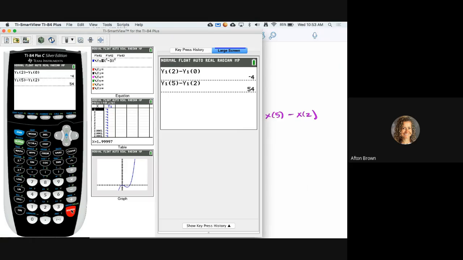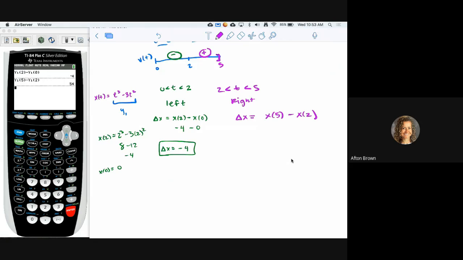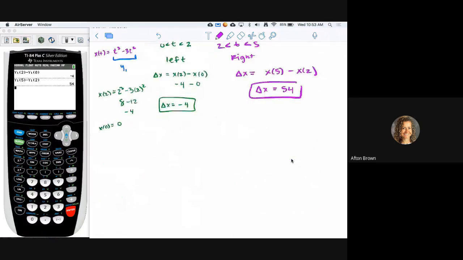I got a positive number. Is that what I expected? Yes, because it was moving to the right. So now I know the change in position to the right was 54. So it moved 4 units to the left and 54 units to the right. So what is the total distance? 58. So the rule is you're actually taking the absolute value of the -4, right? Because you don't want it to become negative. You don't want to subtract it off. So the total distance is 58, I don't know, feet. I think it was centimeters. Was it centimeters? Thank you.